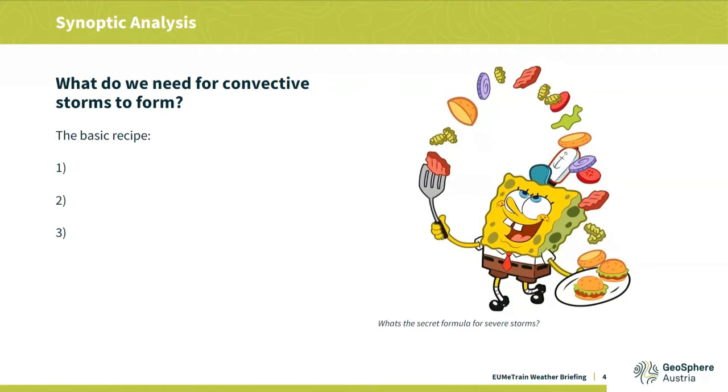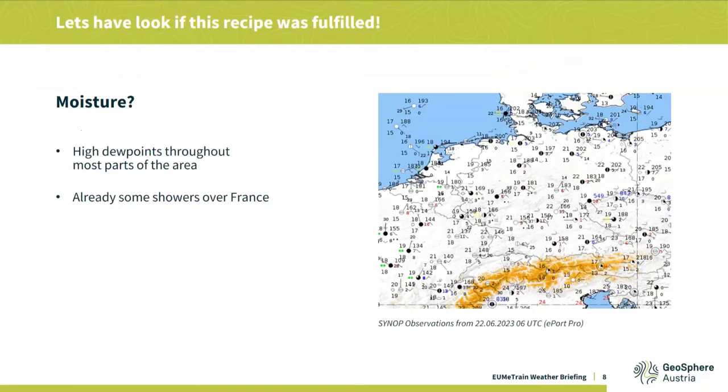So we're going to start with a simple recipe kind of thing. What are the basic ingredients for severe weather or for convective storms to form? First, we need moisture, low-level moisture, which can be lifted then. Then we need some kind of instability, so steep lapse rates, and we need a lifting mechanism on synoptic scale. And now we're going to have a look if this recipe is fulfilled or not. And at first, we're going to take a look at the moisture.